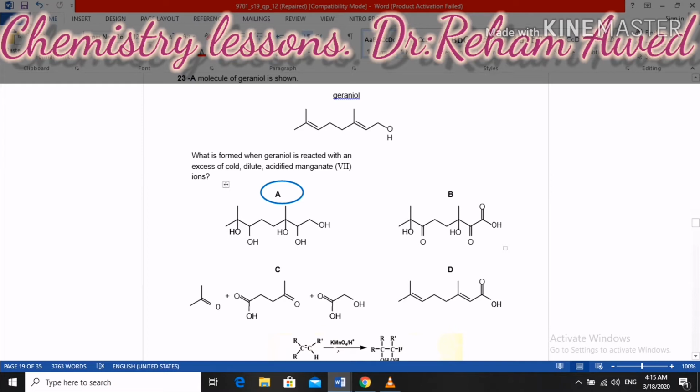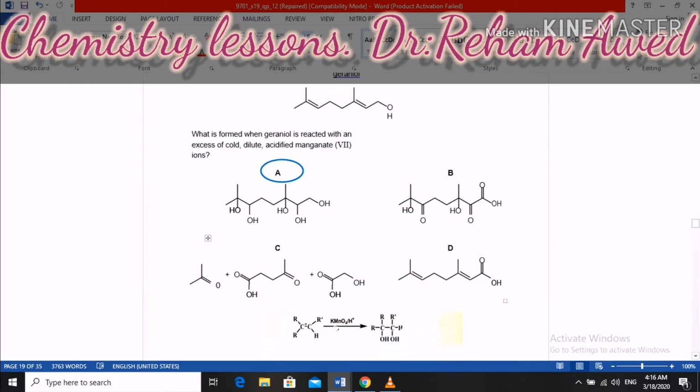But if we carry out oxidation using hot concentrated acidified potassium permanganate, the correct choice is C. Because we will break the double bond, each secondary carbon atom will be converted into aldehyde, each tertiary carbon atom will be converted into ketone, and each primary carbon atom will be converted into carbon dioxide. So the correct answer will be C.